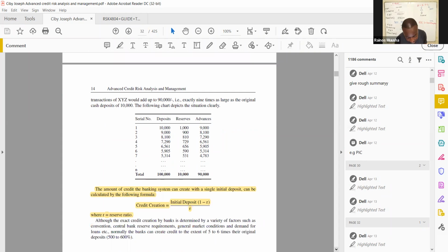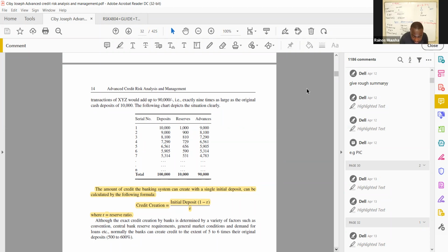So here they say the amount of credit the bank system can create with a single initial deposit can be calculated by the following formula: credit creation equals the initial deposit multiplied by 1 minus the reserve ratio, divided by the reserve ratio.